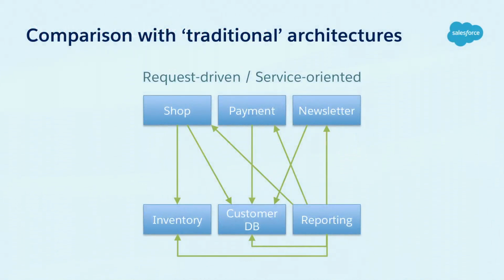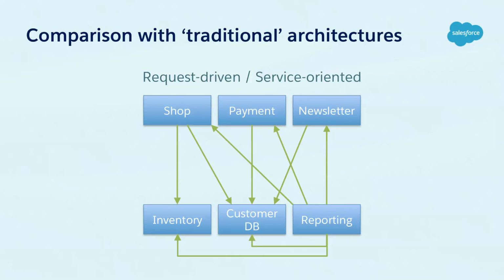So how does this work when you compare it to a traditional request-driven or service-oriented architecture? Here, I've taken an example about an e-commerce solution. It's, let's say, an application with different modules: shop, payment, newsletter, inventory, customer database, and reporting. And all of these layers or services are interconnected.